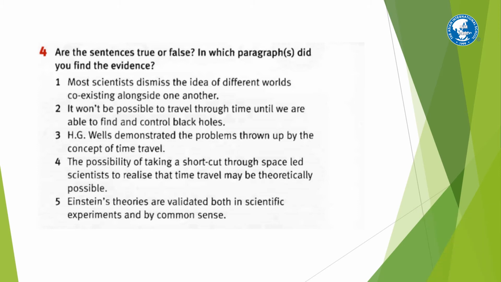Okay, answers to number 4. Number 1, most scientists dismiss the idea of different worlds coexisting alongside one another is true. And we would have found a sentence for that somewhere in paragraph F, ideally. Number 2, it won't be possible to travel through time until we are able to find and control black holes. That is also true, and the evidence for that could have been found in paragraph E.